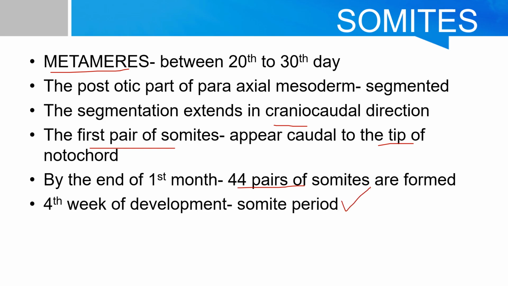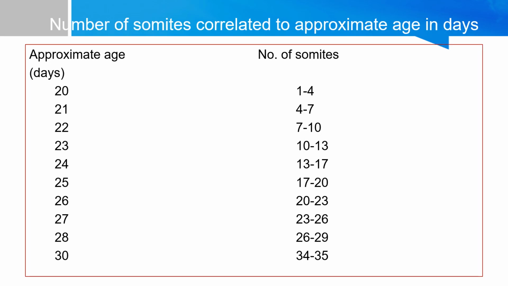So we call this 4th week period of development the somite period. In this picture you can see the approximate age by days. First, the 20th day: 1 to 4 somites, then the 21st day: 4 to 7. Like this, we are giving the number of somites correlated to the approximate age. By this number of somites, we can calculate the approximate age of the embryo also.